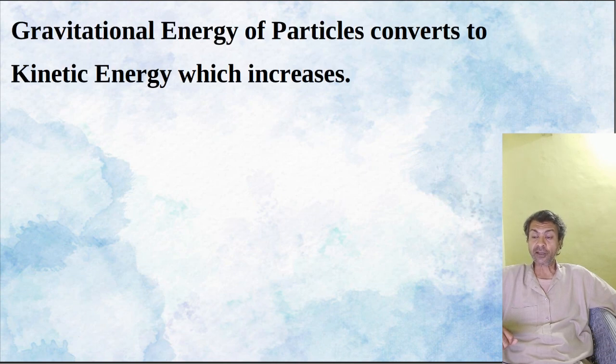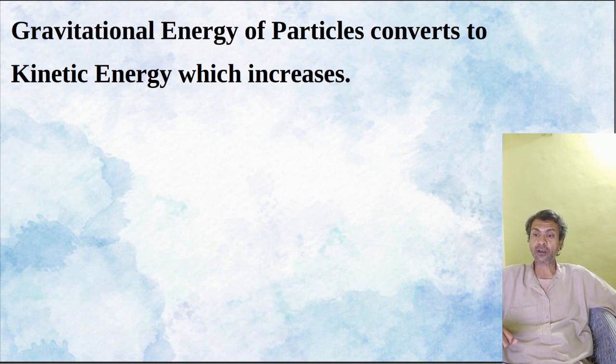However, this energy has a negative sign. This means that as the particle reaches nearer to the barycenter due to the shrinking of the cloud, its gravitational energy or potential energy is decreasing. Where does that potential energy go? It converts into the kinetic energy of that particle.